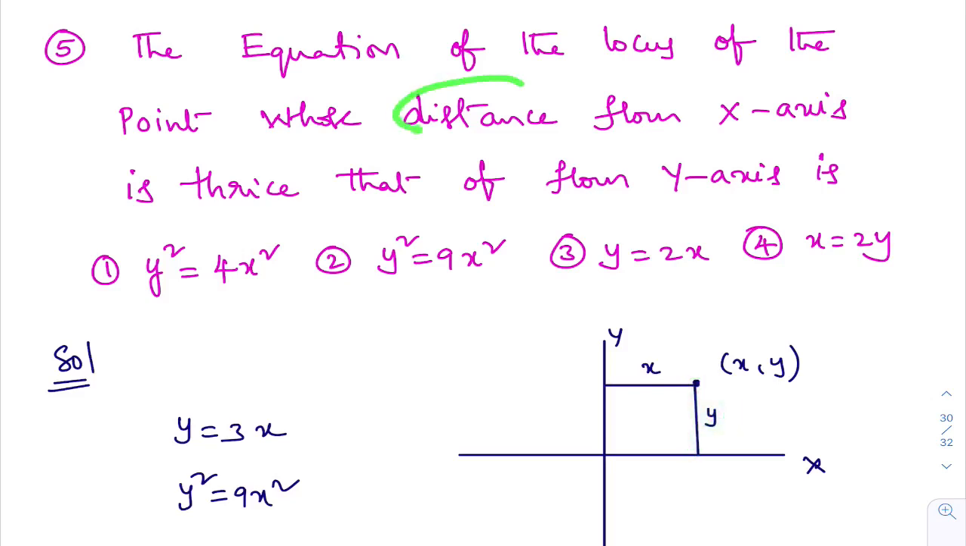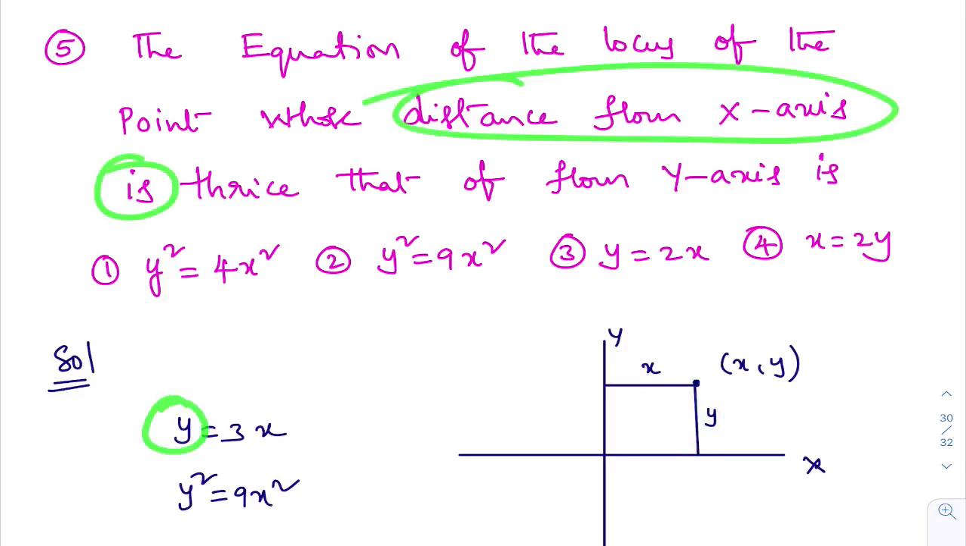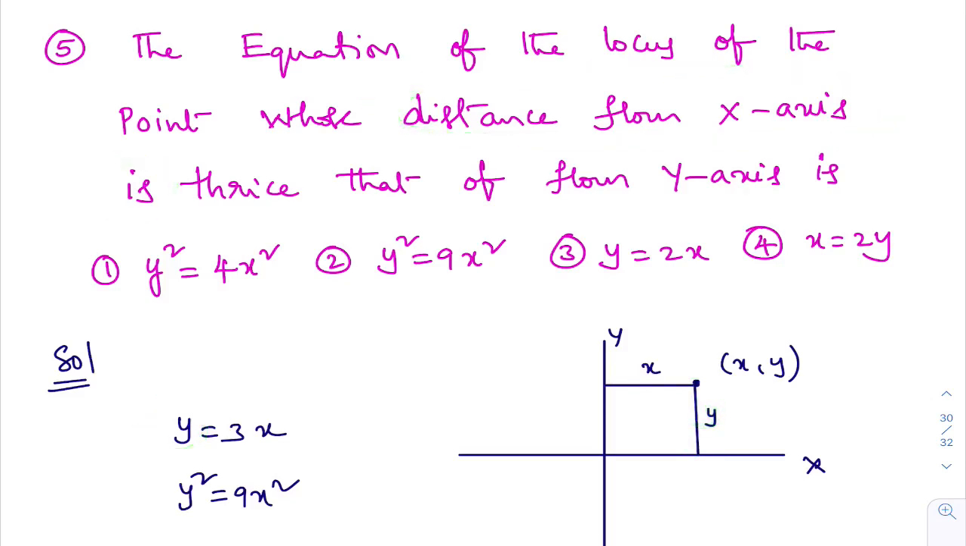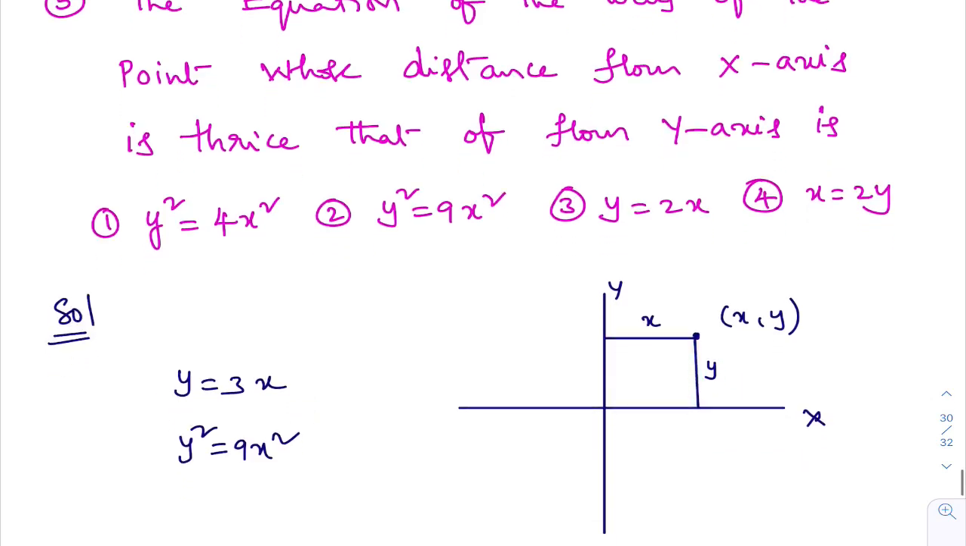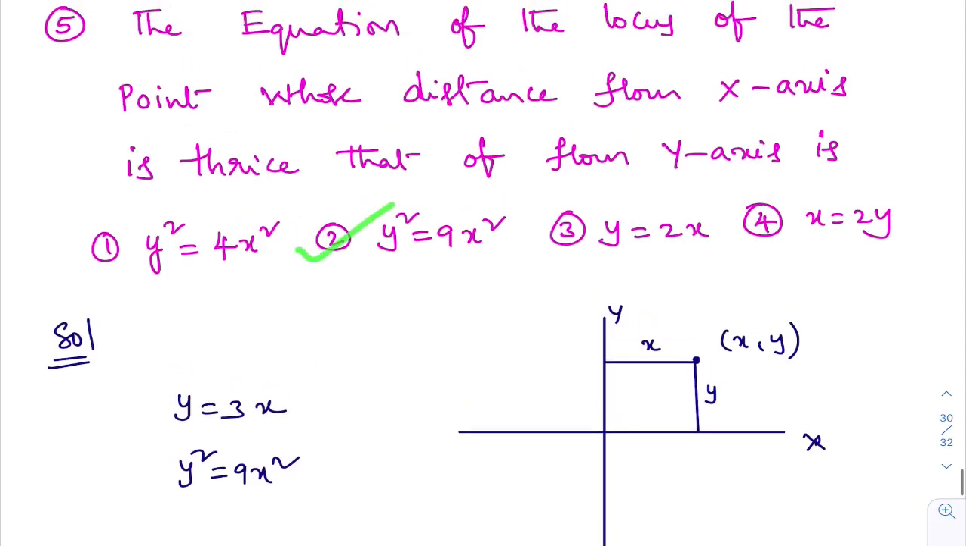That means y is thrice that from the y-axis. What is the distance from a point to the y-axis? The distance from a point to the y-axis is the x coordinate. This we discussed in the beginning of the coordinate system, right? What they have given here: the distance of this point from the x-axis, that means this value, is thrice its distance from the y-axis. That means they have given y equal to 3x. So that option is not there directly, y equal to 3x. I'll square this on both sides. What will you get? y square equal to 9x square. So what is the right option? The second option is the right option.